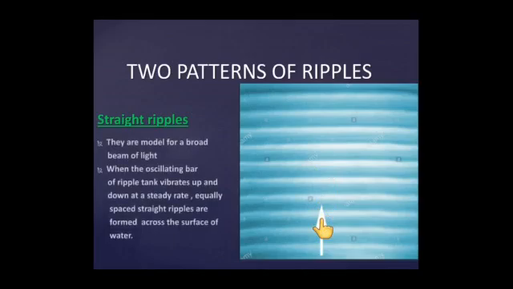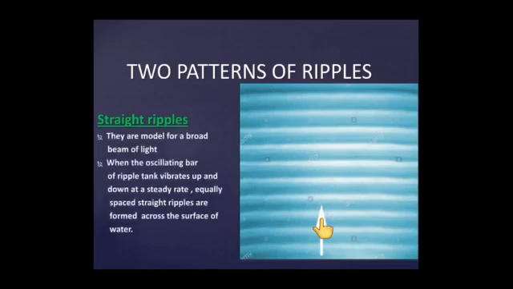They are formed when the wooden bar of the ripple tank vibrates up and down when the electric motor is switched on. You can see that the ripples are equally spaced. See, the distance between adjacent straight ripples is the same.